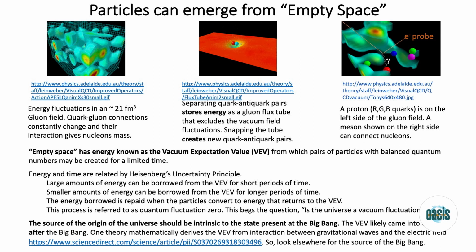So you can borrow large amounts of energy for a short period of time, or you can borrow a small amount of energy for a longer period of time. And that's used to bring these particles into existence. And then the particles have to pay it back and annihilate, and that energy goes back into the vacuum expectation value. And I'll show you how we know that is, but in the upper left is an example of a gluon field where the gluons are coming and going all the time.